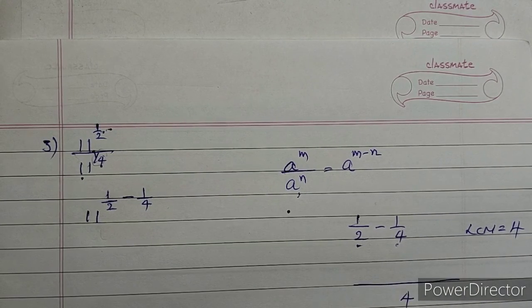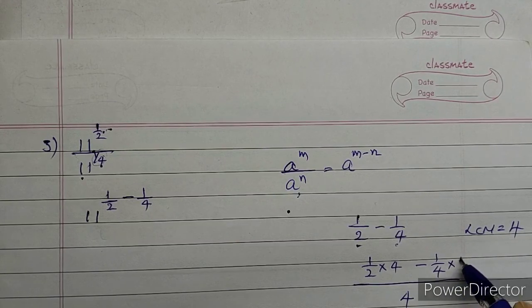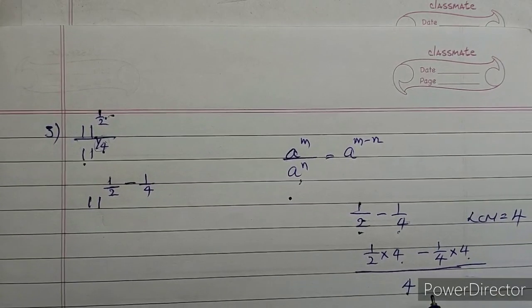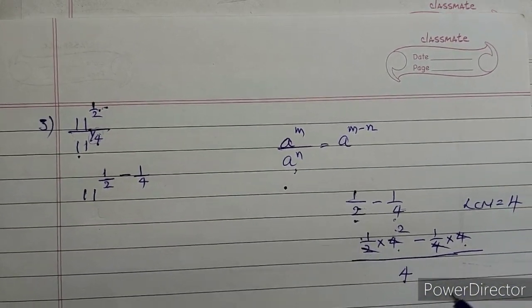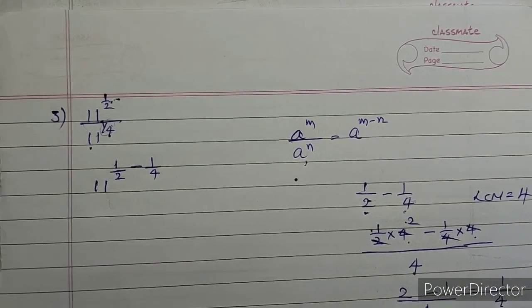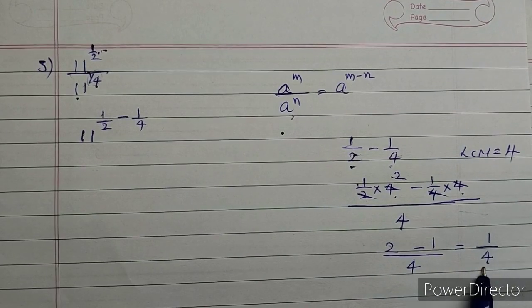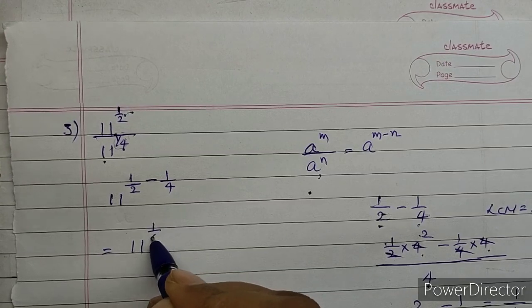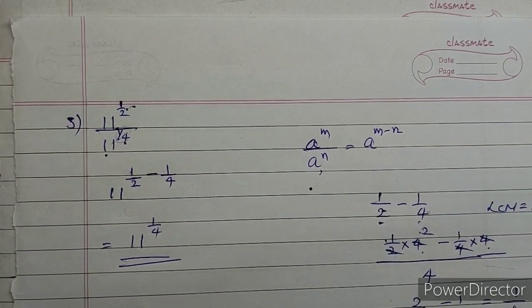So whole divided by LCM, and 1 by 2 into LCM minus 1 by 4 into LCM. Each number you have to multiply with LCM, whole divided by LCM. Cancel here, 2, 4 cancel. So 2 into 1 it is 2 minus 1 into 1 it is 1 by 4. So 2 minus 1 it is 1 by 4. So that answer you have to write it here. So 11 to the power of 1 by 4. So this is the final answer.